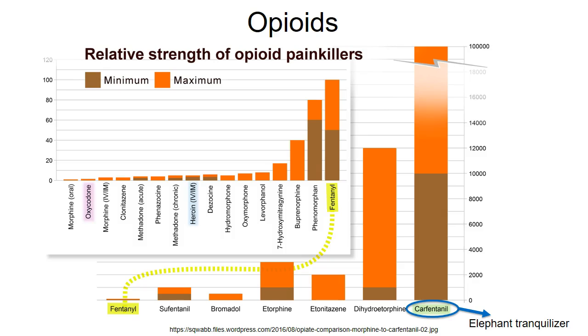It's basically how potent they are, right? So the minimal dose and maximum dose, right? So we're talking about how they can affect the opioid system.